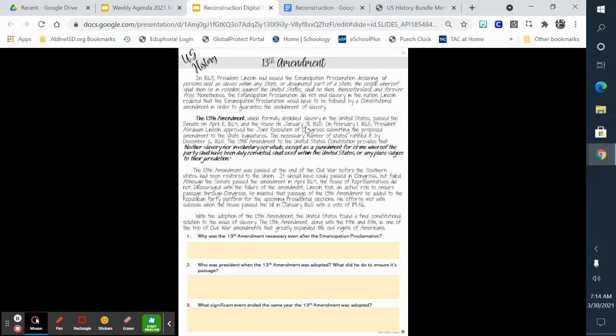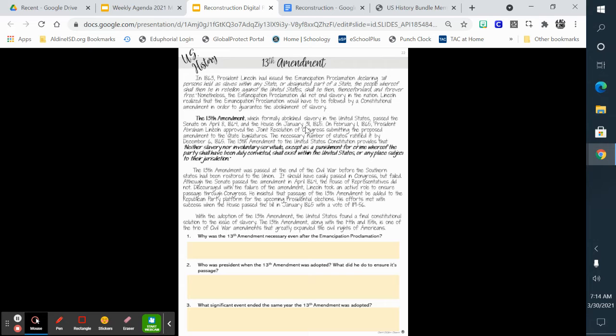So let's look a little bit more in detail at the 13th Amendment. In 1863, President Lincoln had issued the Emancipation Proclamation declaring all persons held as slaves within any state or designated part of a state, the people whereof shall be in rebellion against the United States, so that means those states who were a part of the Confederacy, shall be thenceforth and forever free.